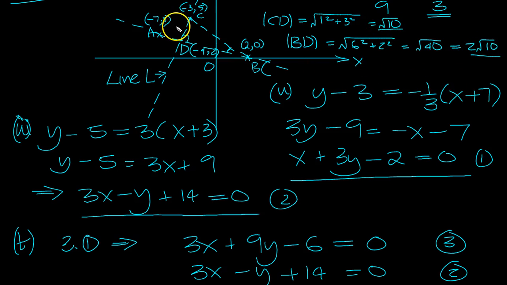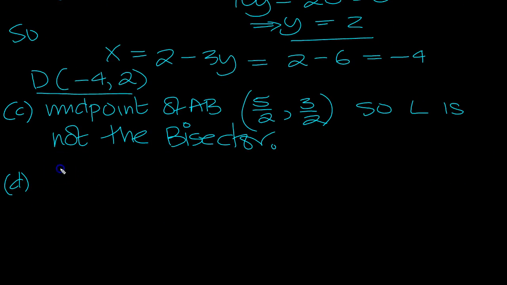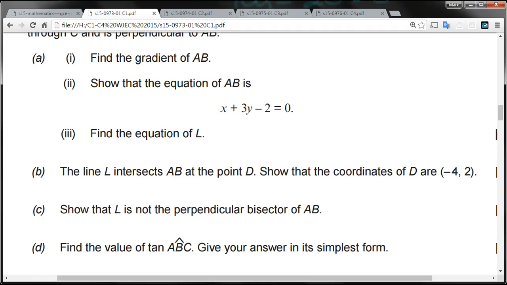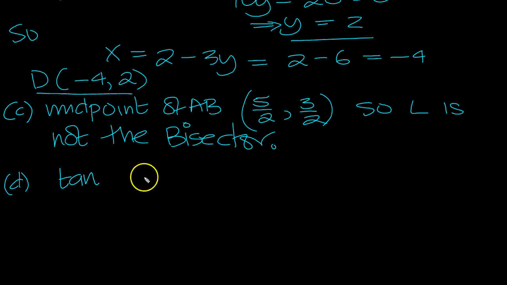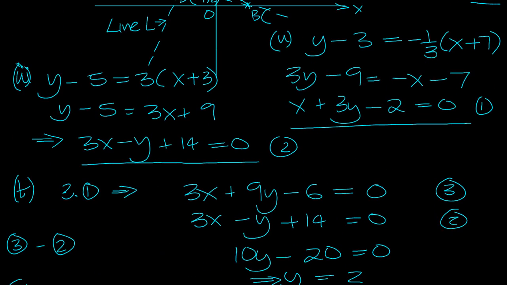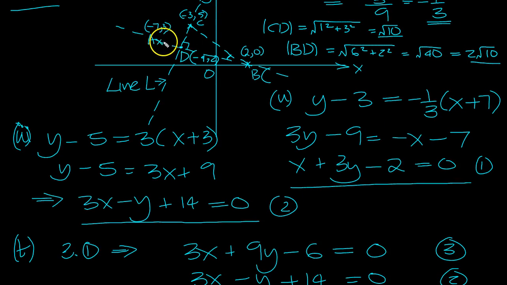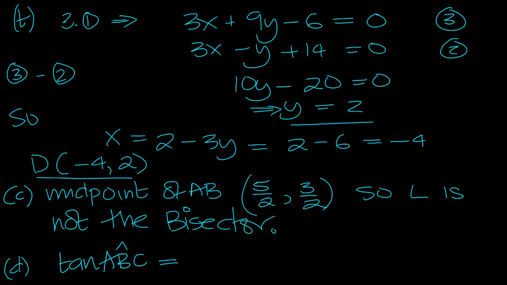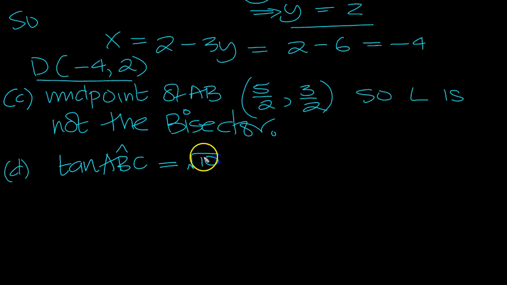So tan is the opposite over the adjacent, so it'll be root 10 over 2 root 10. So tan of the angle in question, ABC, so tan of ABC then, which is this angle here, is the same as the angle in the triangle, which is opposite over adjacent, which is root 10 over 2 root 10, which is a half.